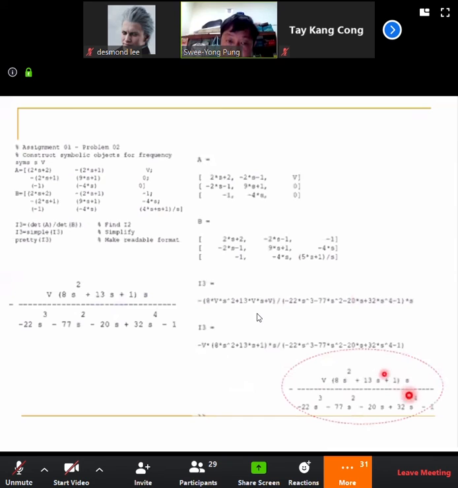This will be the answer. Now I want you all to try to solve it manually using Cramer's rule, and this will be the answer for your question.